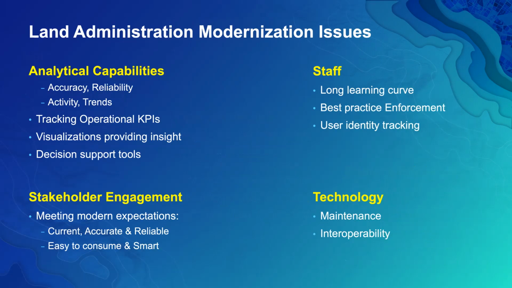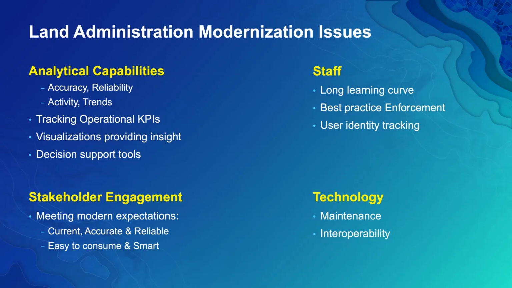There are also issues related to the analytical capabilities where you're unable to analyze the accuracy, reliability, activity, and trends in your data. You may have issues with tracking operation key performance indicators or having visualizations that provide deep insights. Also, you have decision support tools that are inadequate, or you may not have decision support tools. Of course, stakeholders' engagement needs to meet modern expectations.